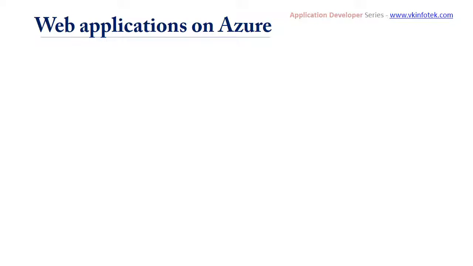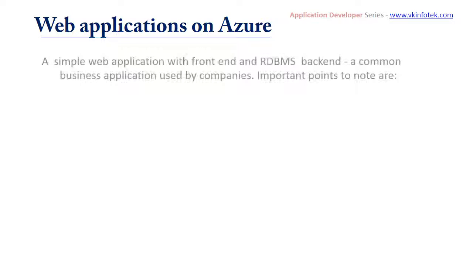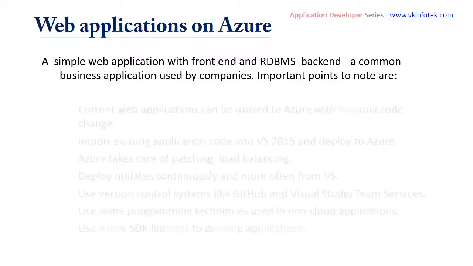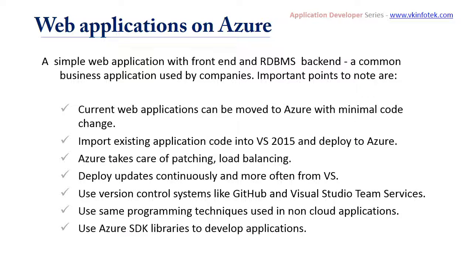The first one is web applications on Azure. A simple web application with front end and RDBMS backend, a common business application used by companies. Important points to note for web applications are: current web applications can be moved to Azure with minimal code. That is, web applications running on desktop or desktop networks can be moved to Azure with minimal code change.